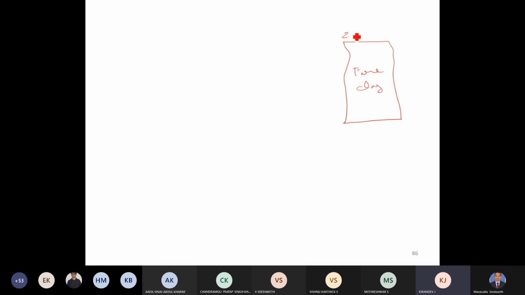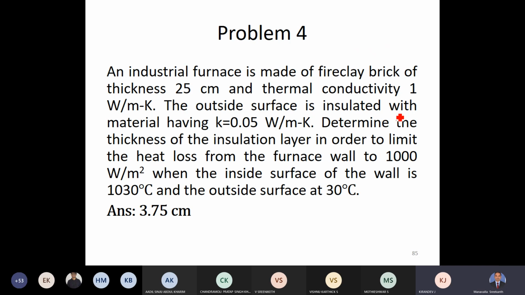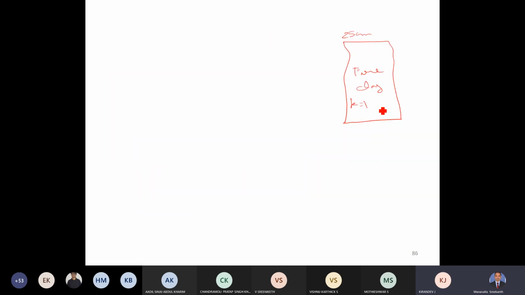So this is 25 centimeters and K is 1. Outside surface is insulated with material having K of 0.05. So this surface, let us say this is the outside one, this is insulated, and K for this is 0.05. So this thickness is not known, we have to find out.